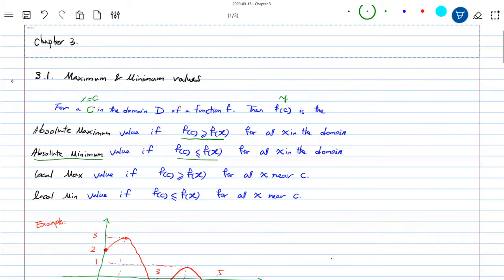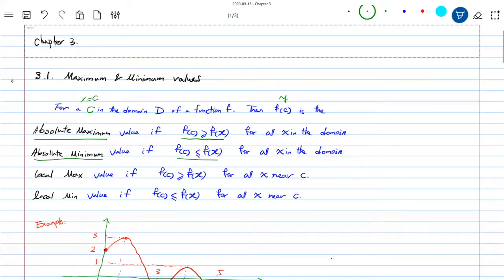So this notation means the f of c, which is the corresponding y value to the x value of c, is less than or equal to all the other y values. So the absolute maximum and absolute minimum mean the largest and the smallest y value possible among all the y values. We can say local max and local min. Local max and local min basically is the maximum not overall but in a small area.